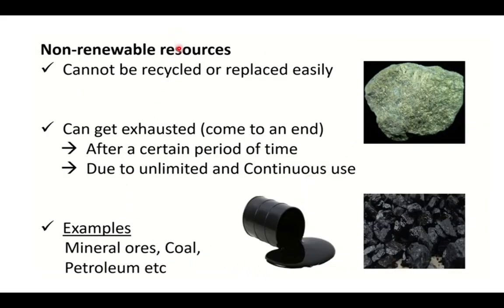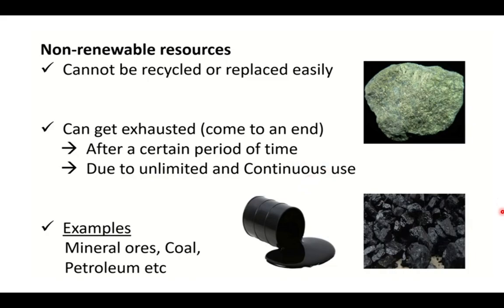And next, about the non-renewable resources. Renewable resources we saw, for example crops, water or forest. There are some resources which cannot be renewed, which cannot be recycled or replaced easily. That means these kinds of resources cannot be got back. Once it is used, it cannot be received back again. So we can get exhausted. That means it comes to an end.